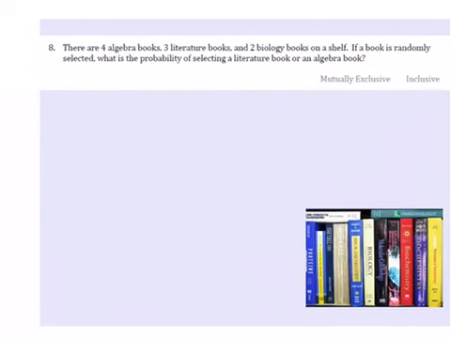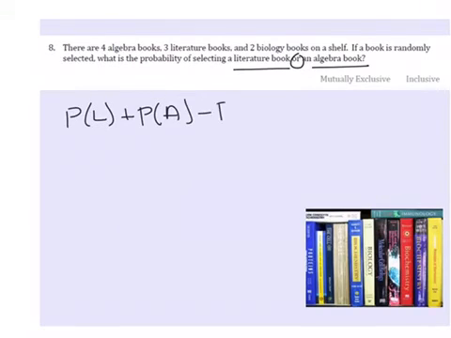Example number 8 here, there are 4 algebra books, 3 literature books, and 2 biology books on a shelf. If a book is randomly selected, what's the probability of selecting a literature book or an algebra book? So I know that I'm going to do the probability of a literature plus the probability of algebra minus the probability of both. So I'm going to think to myself, can I be a literature book and an algebra book at the same time? I cannot. So there is not a both situation, and I'm going to be in mutually exclusive then.